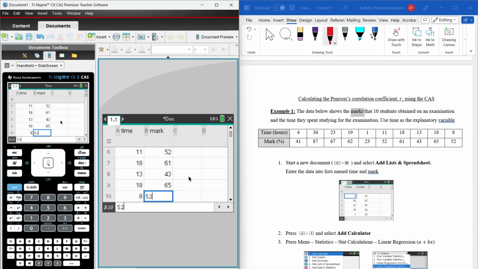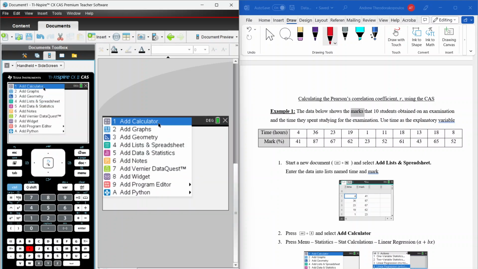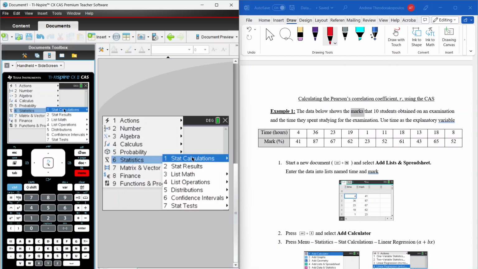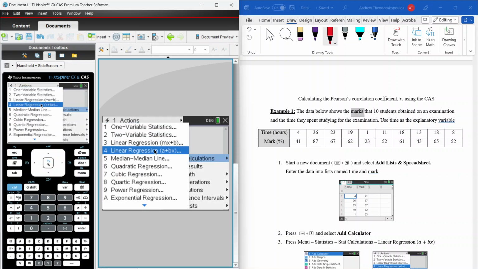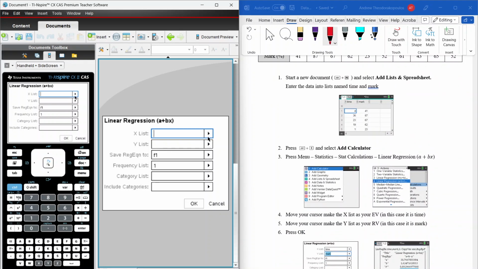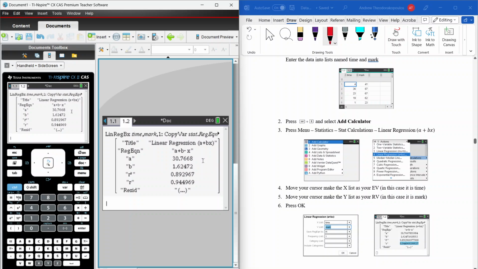Once I've put in all the numbers, I say this every single time, but please remember to scroll all the way up to the top once you've completed it, so you can register all the numbers. Next step, press Ctrl I to add calculator, and then press the following buttons: menu, statistics, stat calculations, linear regression, A plus BX. Hopefully you remember this from last year. We want to identify our response variable and our explanatory variable. What you want in your X list is your explanatory variable, in this case time. So hopefully time explains the mark. We press OK. This gives us all the numbers that we need in order to analyze this.